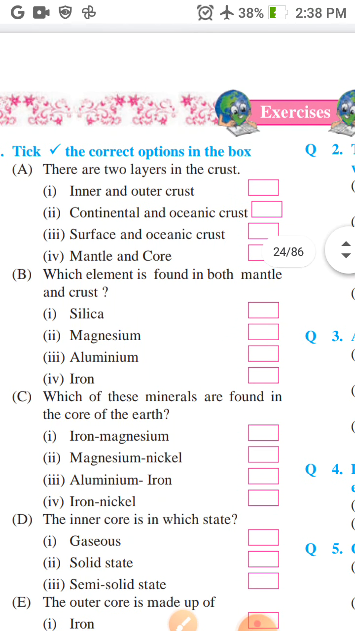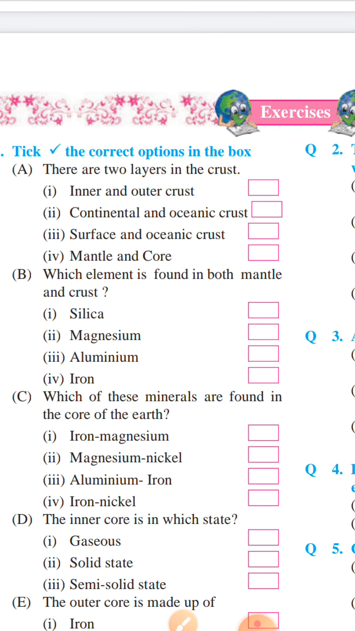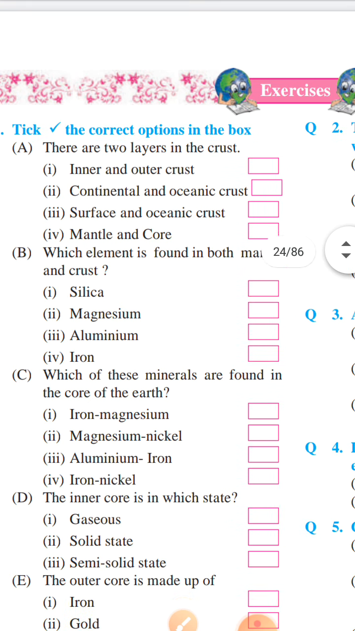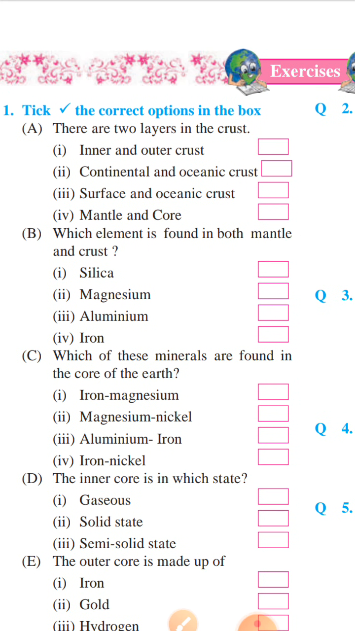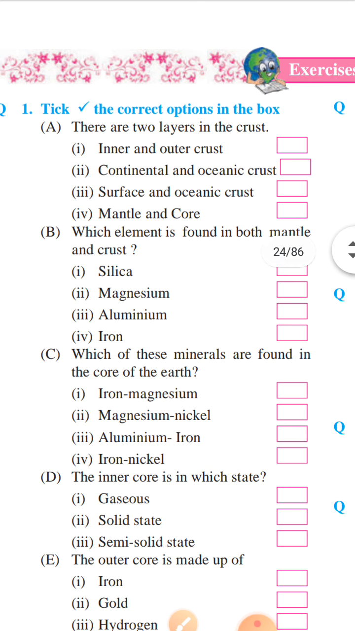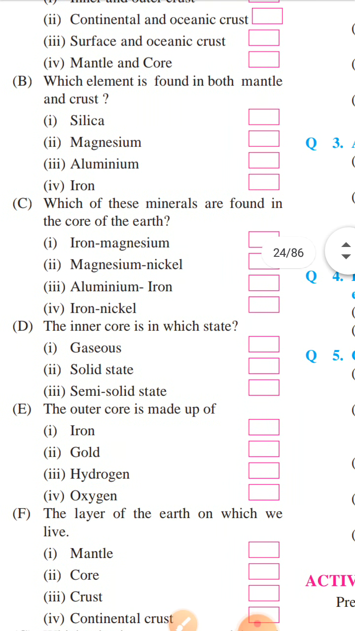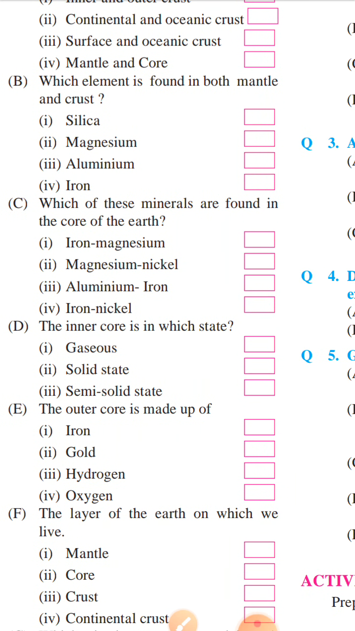Okay, look at here. So there are two layers in the crust, which is the correct option? Continental crust and oceanic crust. Second one is the correct option. Then which element is found in both mantle and the crust? First option is correct, silica. Which of these minerals are found in the core of the earth? Nickel and iron. Fourth option is correct.